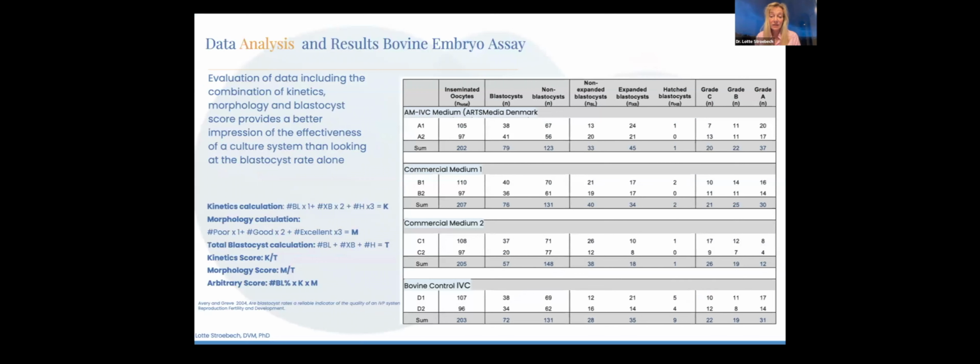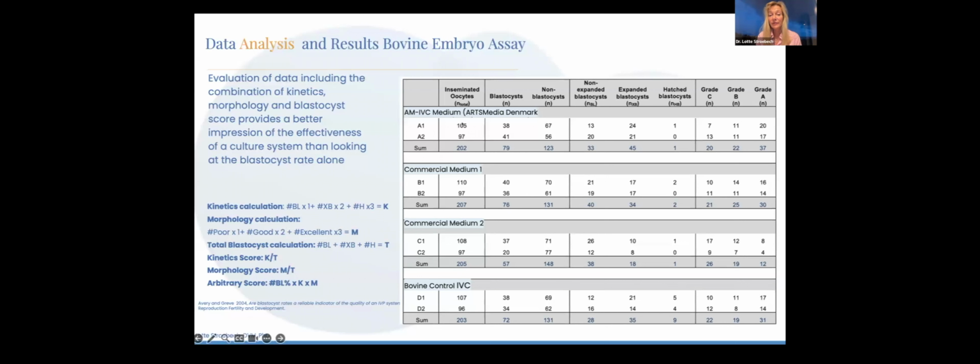This is a lot of data to comprehend. Just to give you an idea how we evaluate in the BIA test, we combine kinetics, morphology, and the blastocyst score, which provides a much better impression of the effectiveness than looking at the blastocyst rate alone. So this system was developed by Dr. Avery and Professor Greve back in 2004 at Copenhagen University.